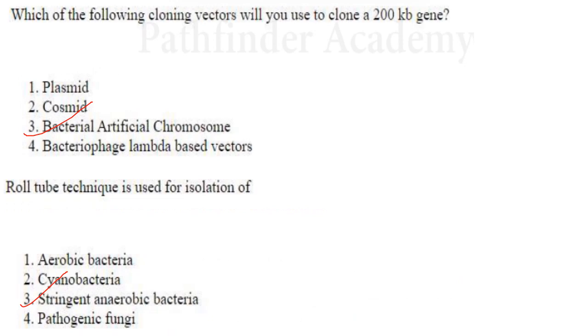Next question. Which of the following cloning vectors will you use to clone a 200 kb gene? So it is bacterial artificial chromosome. Answer is option 3. Then next one. Roll tube technique is used for the isolation of. So it is for the isolation of stringent anaerobic bacteria. Answer is option 3.